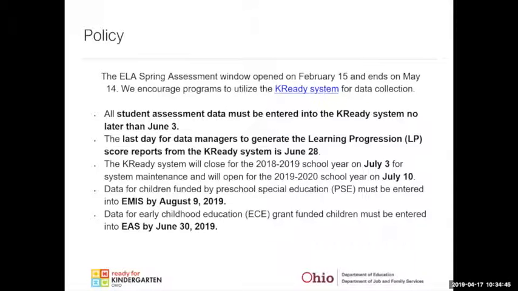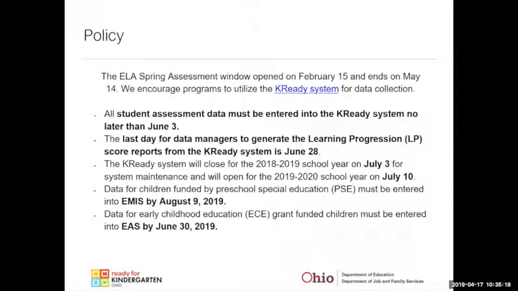Because what will happen next is the KReady system is going to close on July 3rd. So after July 3rd, you will not be able to enter any data into the system, and you will not be able to generate any reports because the system will close and Johns Hopkins will perform some system maintenance, and they will archive the data from the 2018-2019 school year. And then on July 10th, the system will open for the next school year.